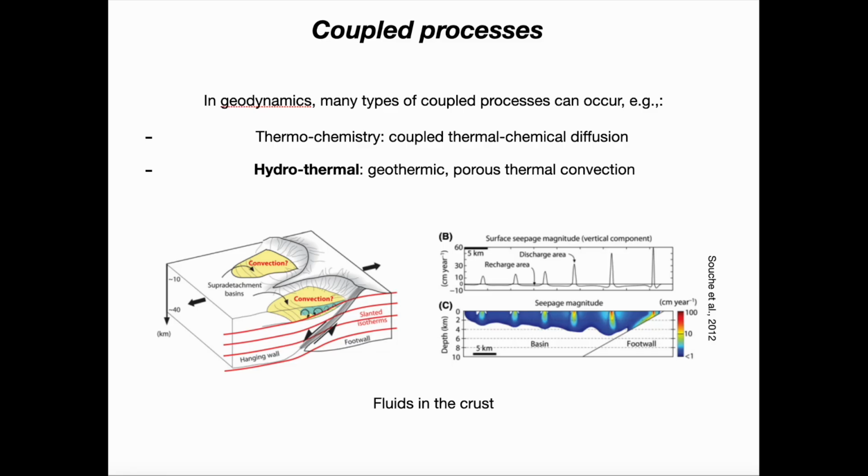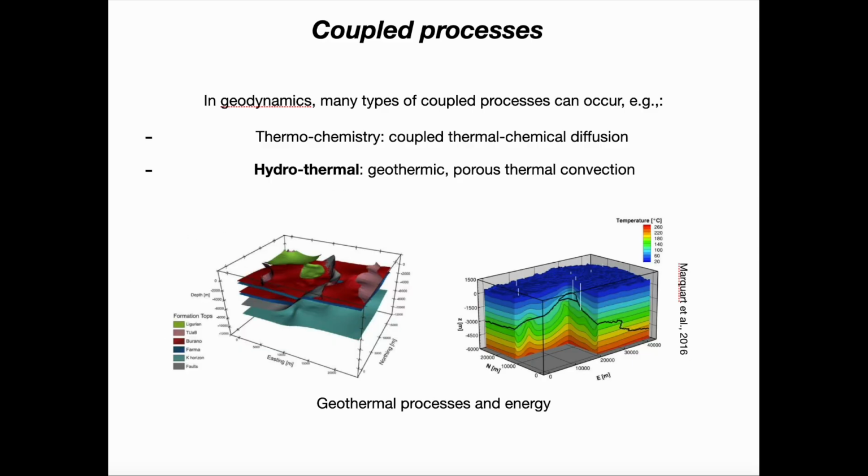A second type of coupling would be the hydrothermal coupling. It's highly relevant for geothermal processes, for example, to study porous thermal convection in reservoirs. So if you want to understand how porous rocks, which are subjected to a geothermal gradient, conduct fluids, or if faults are affecting fluid transfer in any way, you can use hydrothermal couplings. This is something we will consider next week.